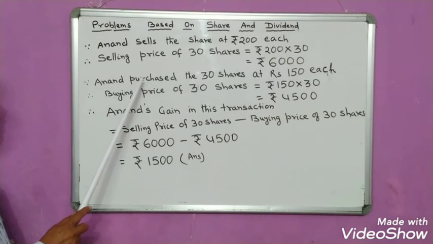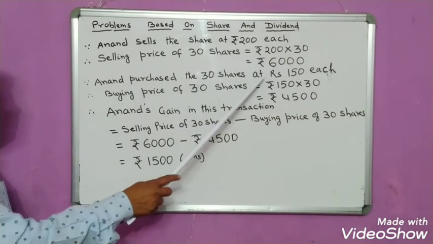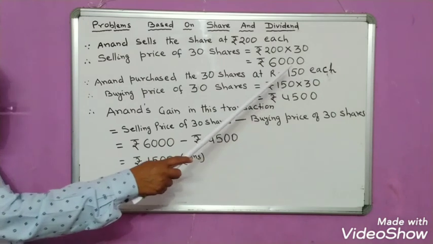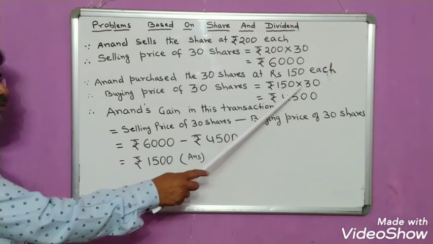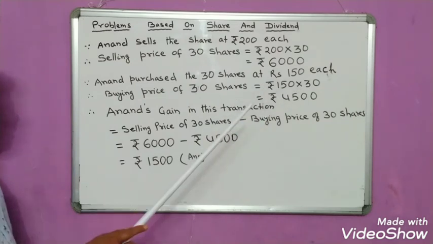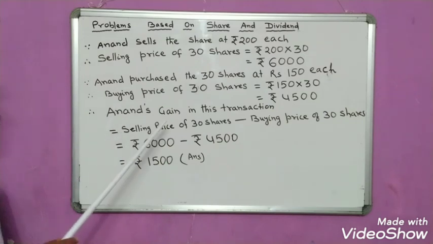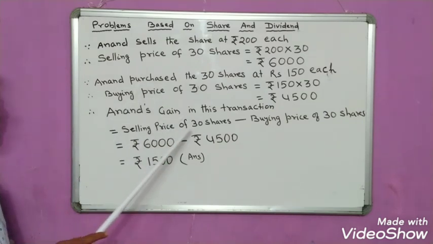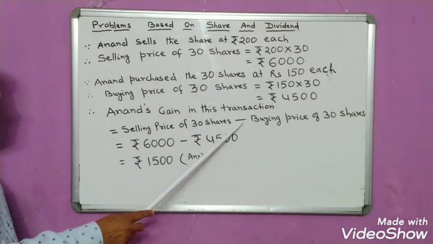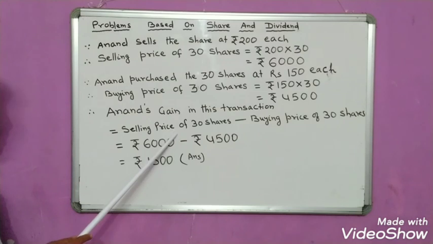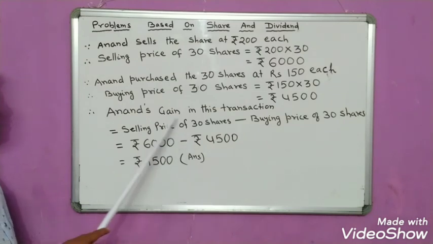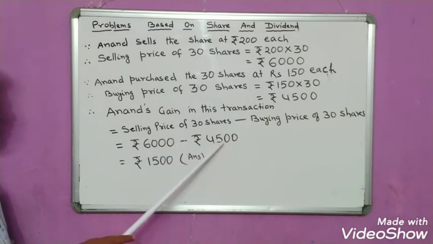Now Anand purchased the 30 shares at the rate of rupees 150 each, because that was the market value of each share. So the buying price of the 30 shares is rupees 150 into 30, that is equal to rupees 4,500. So Anand's gain in this transaction will always be equal to the selling price of the 30 shares minus the buying price of the 30 shares, that is rupees 6,000 minus rupees 4,500. So this is equal to rupees 1,500.